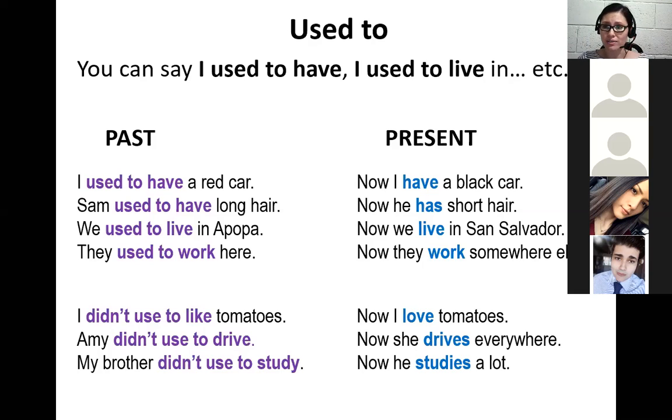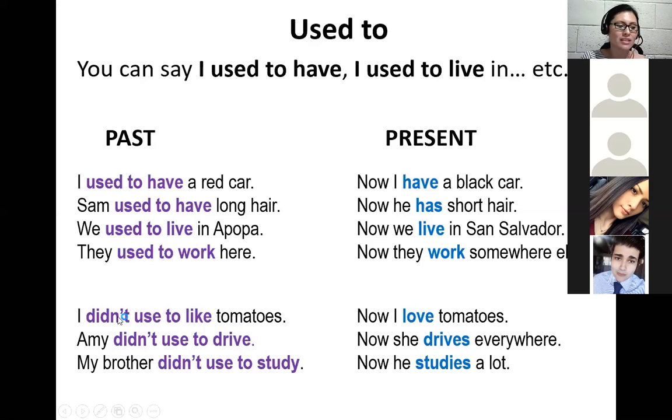Now, what happens when I want to express these past habits but in a negative way, or in a negative sentence, right? So it says, I didn't used to like tomatoes. Now I love tomatoes. Now I really love tomatoes. So in the past, I didn't used to like them, but now I love them, right?